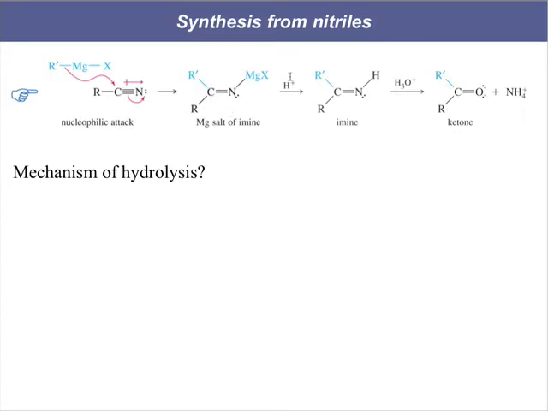If we protonate that, neutralize the reaction, reacidify the solution, our MgX will fall off and we'll end up with our neutral group. This is an imine. The C double bond NH is an imine. If we add acidified water, again H3O plus, to our imine, we will get a ketone. So this is the hydrolysis mechanism of a nitrile into a ketone.